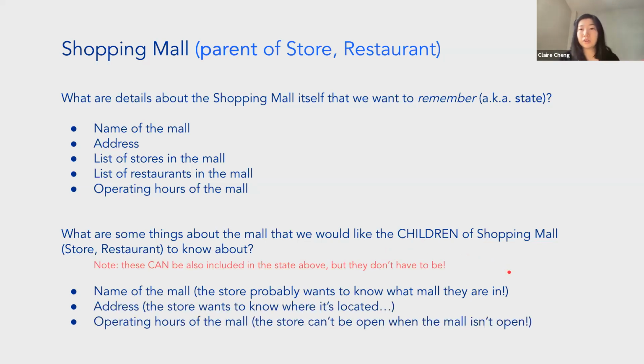The store wants to know where it's located, obviously, so we want to know the address. And operating hours is pretty important because if the mall's closed, stores can't be open. So that's a pretty important thing that we might need to calculate later down in our component tree. And things like number of employees are also important. I didn't list them here, but obviously there are many right answers.